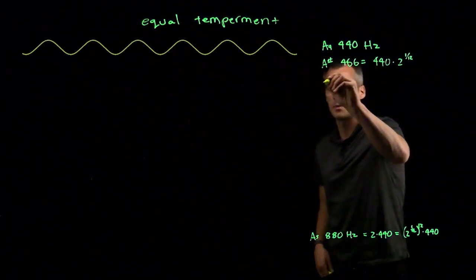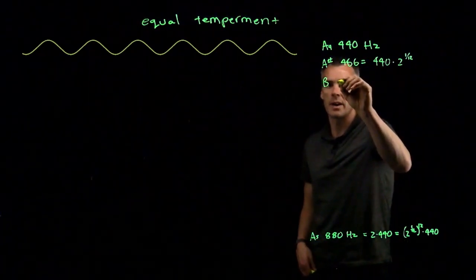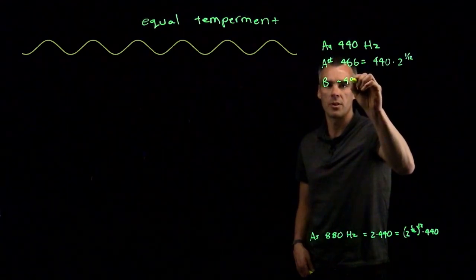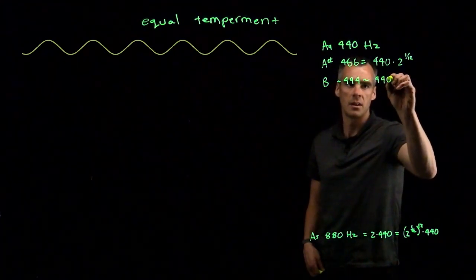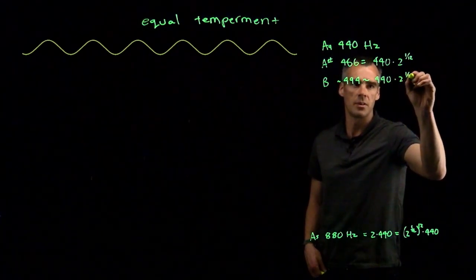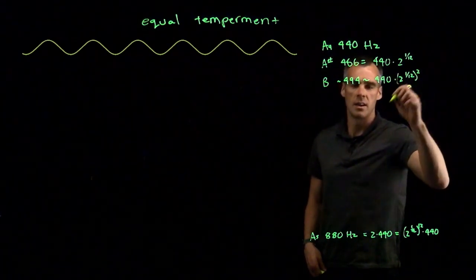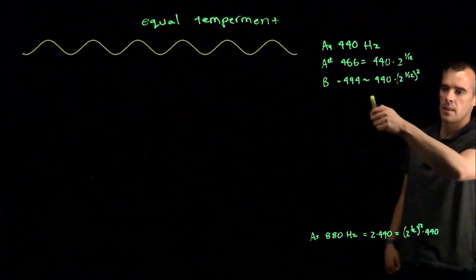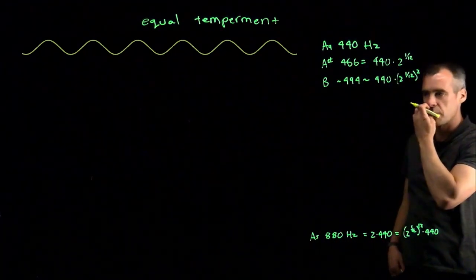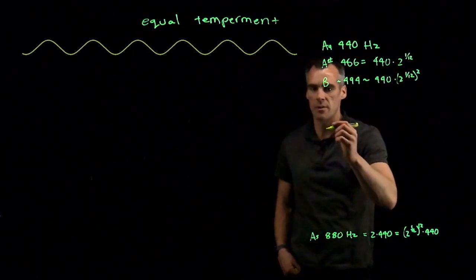Our next note is going to be B, and that's going to be about 494 hertz, which is going to be about equal to 440 times 2 to the 12th squared, and so on. And if we keep multiplying by this down here, we're going to end up with all of our notes. So let's just go ahead and write those notes out here.